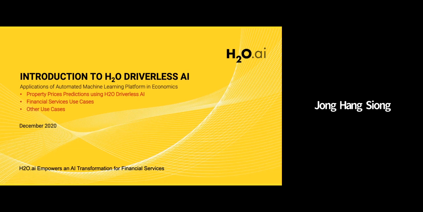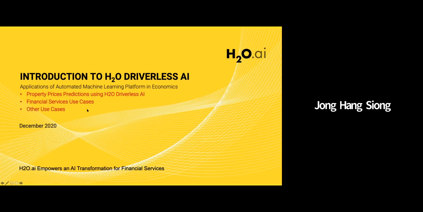So today we are going to look at H2O, some introductions of H2O and the products, followed by a use case that includes some background information. I will also be doing a demo on how to use Driverless AI to perform predictions on property prices. This segment will also include machine learning interpretability. That means after you have built a machine learning model to make predictions, you want to be able to understand it. We'll also go through some financial use cases and other use cases as well.